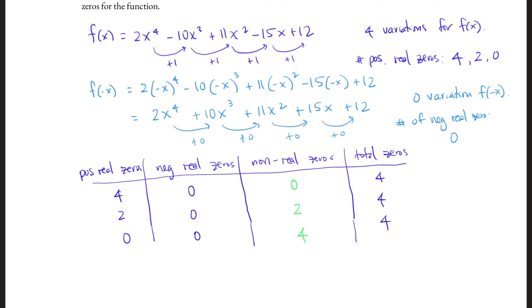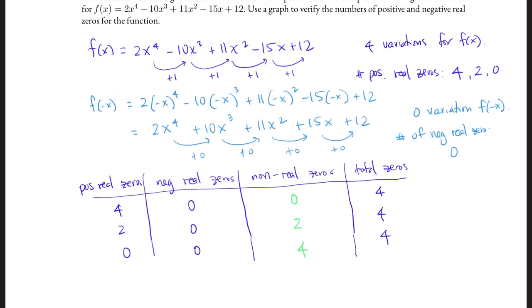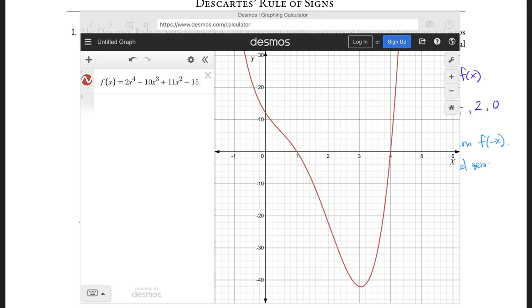Next, we're going to use the graph to verify the number of positive and negative real zeros only. To do this, we simply sketch the graph of the function f of x. The graph shows that there are 2 x-intercepts. This is where the graph crosses the x-axis. So there are 2 real zeros in this case, and the x-intercepts are positive, therefore there are 2 positive real zeros for the function.